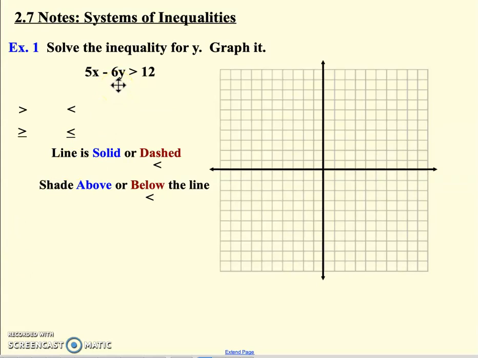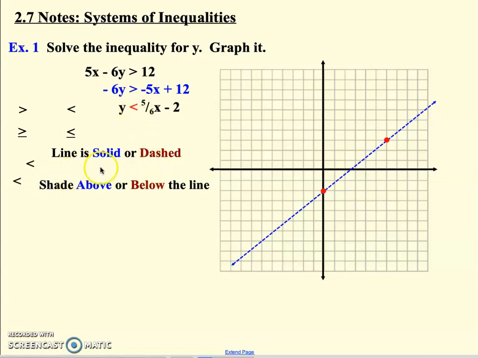There's something unique you got to be able to catch here quick before we get into the idea of systems, and that's what happens when you divide by a negative. So as you're working through this, you're just doing your normal algebra, move the 5x to the other side, and then you're going to go divide by negative 6. And anytime you do division by a negative, what it'll do is change the direction of the inequality symbol. That's an absolute must that you catch that, because if you don't, it'll cause you to shade on the incorrect side, and you won't really have the right graph going.